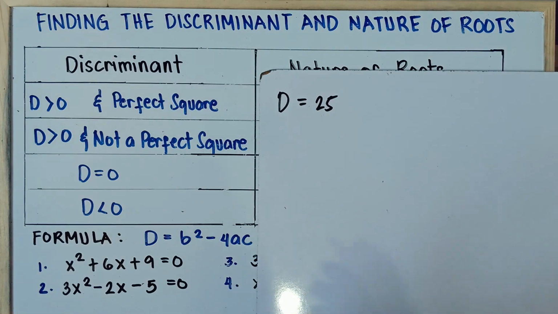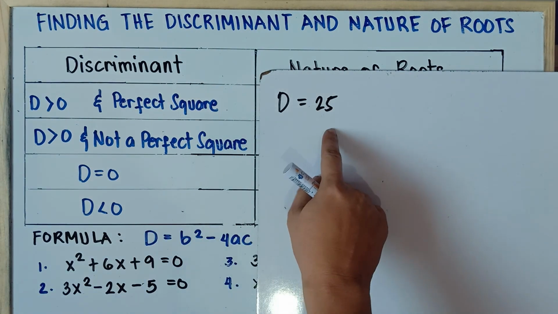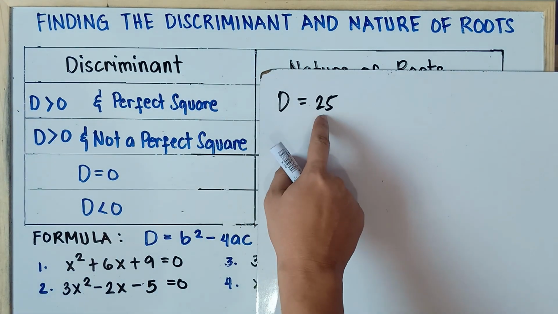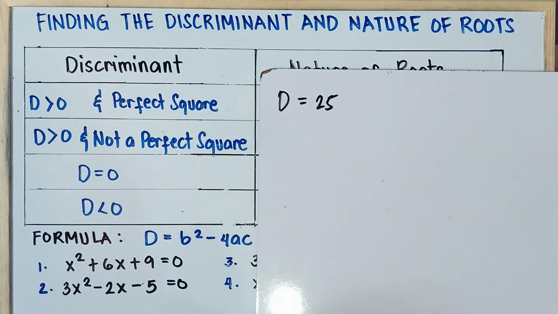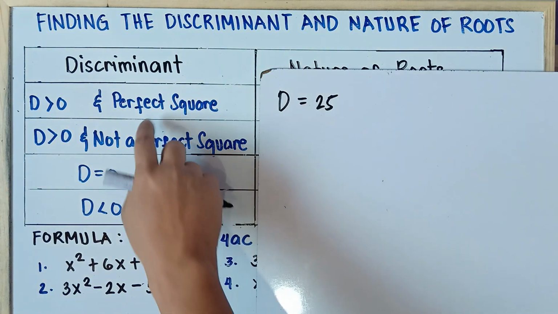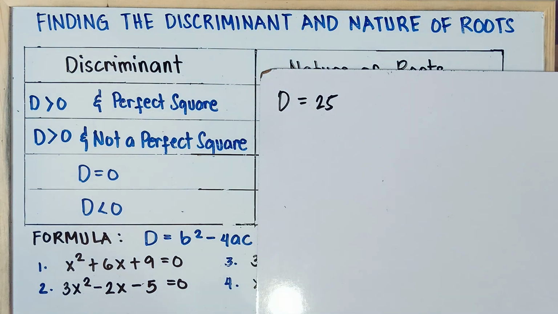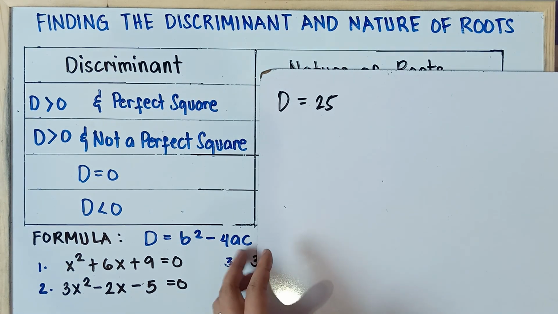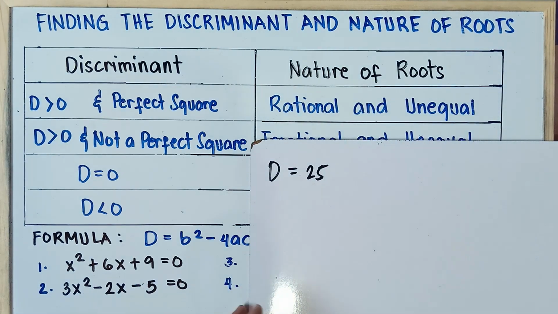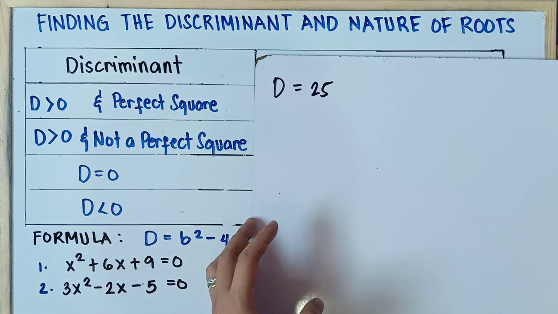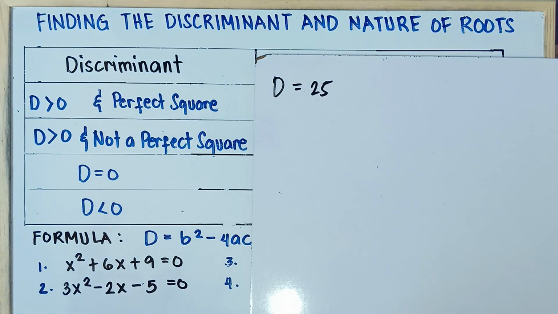Now, question, is 25 greater than 0? Yep, 25 is greater than 0. Once again, your discriminant is 25, and 25 is greater than 0. Now, next question, is 25 a perfect square? Yup, 25 is a perfect square. Therefore, class, the nature of roots would be rational and unequal. Simple as that, class.